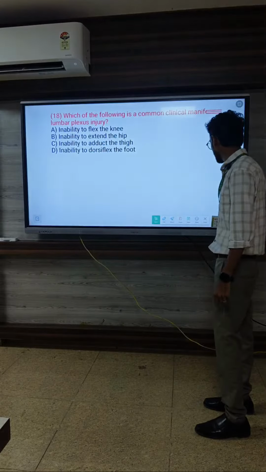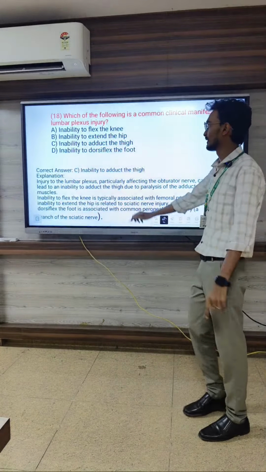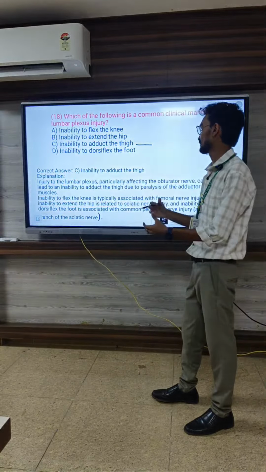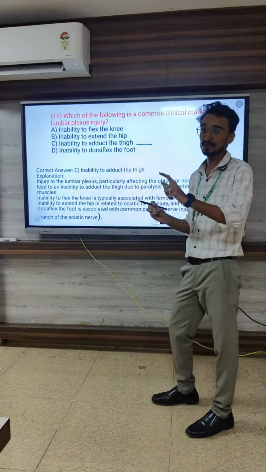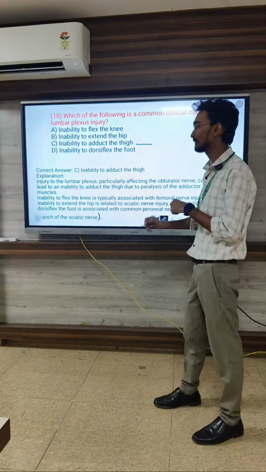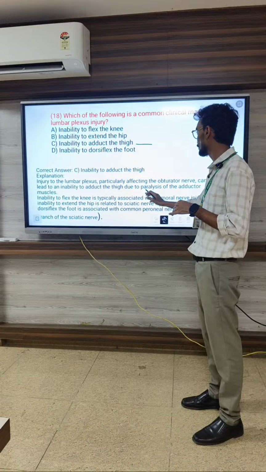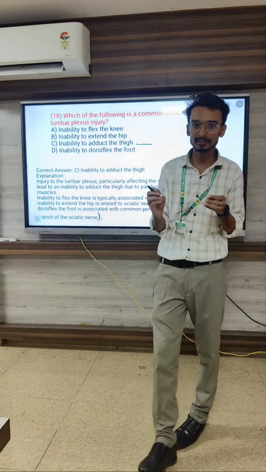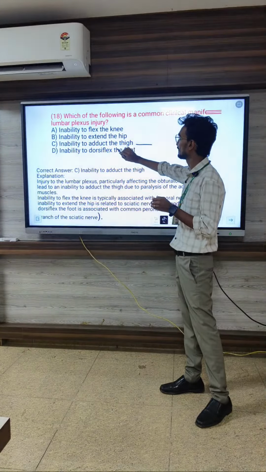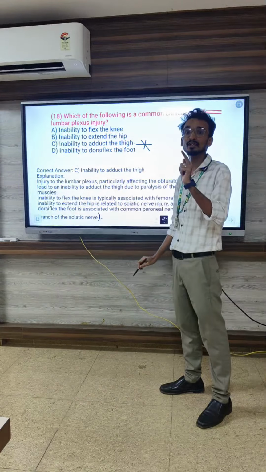Let's move on to the answer session. The answer is inability to adduct the thigh. Option C is the correct answer. Injury to the lumbar plexus particularly affects the obturator nerve. Just now we spoke about the obturator nerve. It was not able to do hip adduction, right? Obturator nerve injury can lead to inability to adduct the thigh due to paralysis of the adductor muscles. So commonly, the lumbar plexus will have difficulty or inability to adduct the thigh if it gets any kind of injury.